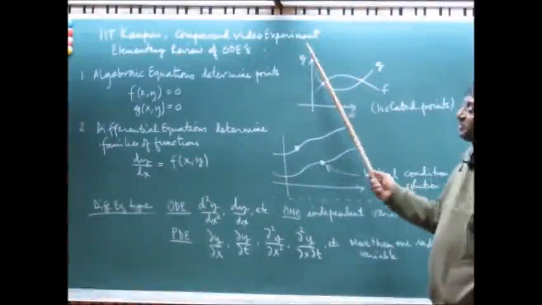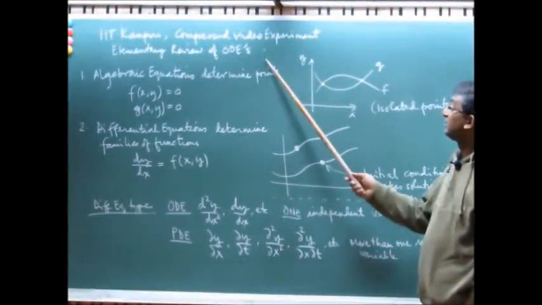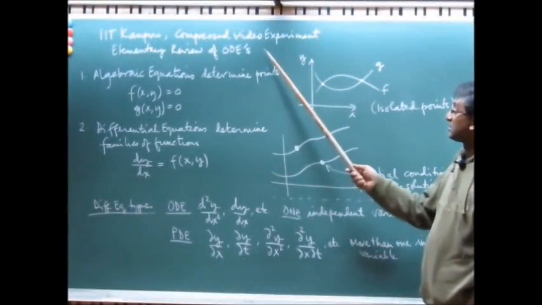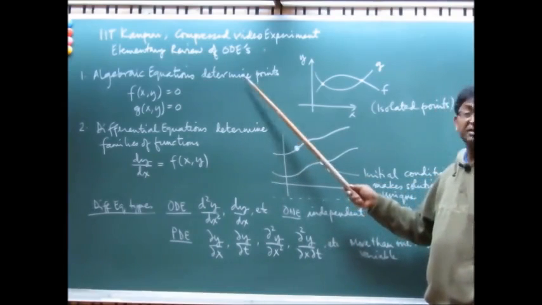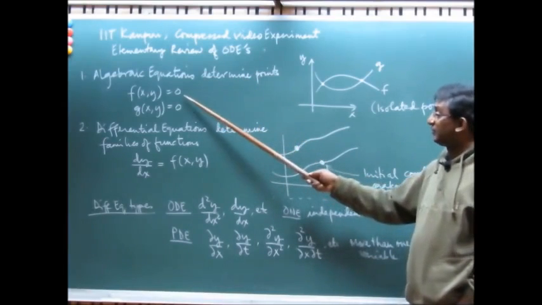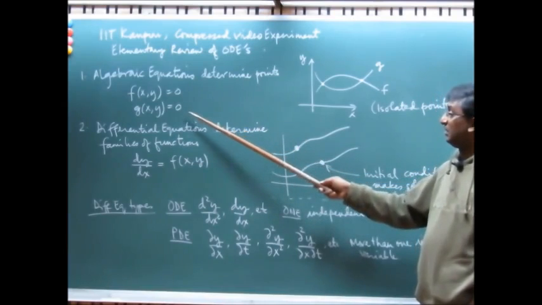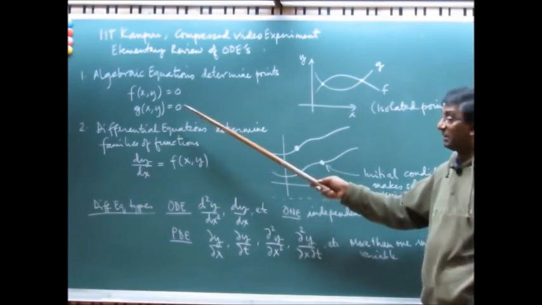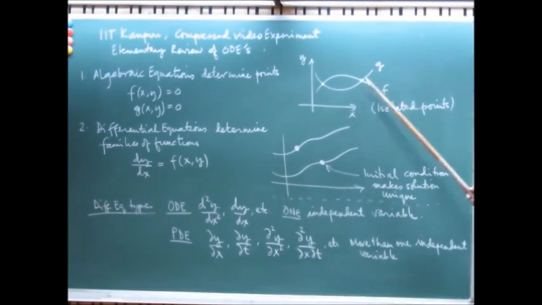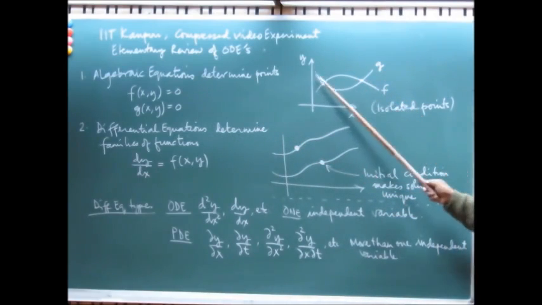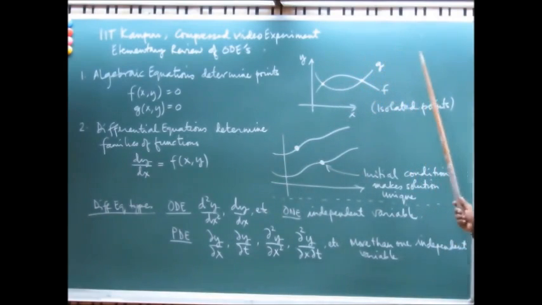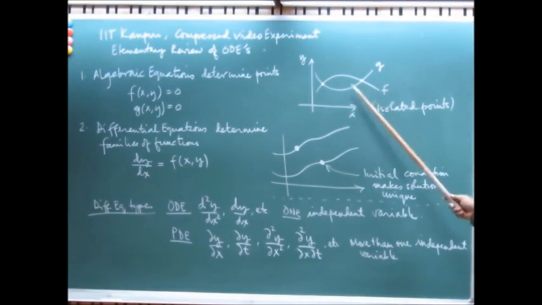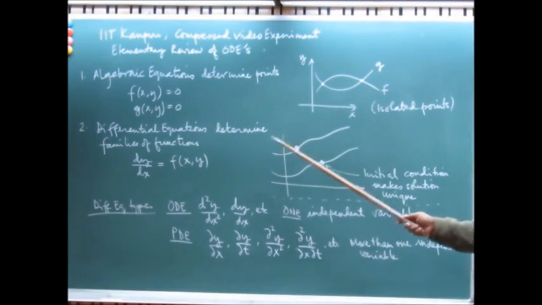Alright, this is our compressed video experiment, elementary review of ordinary differential equations. Let me begin by saying algebraic equations determine points. For example, if we have two equations f of x and y equals 0 and g of x and y equals 0, then the graph of f and the graph of g may intersect at one or more isolated points, and those intersections are the solutions.